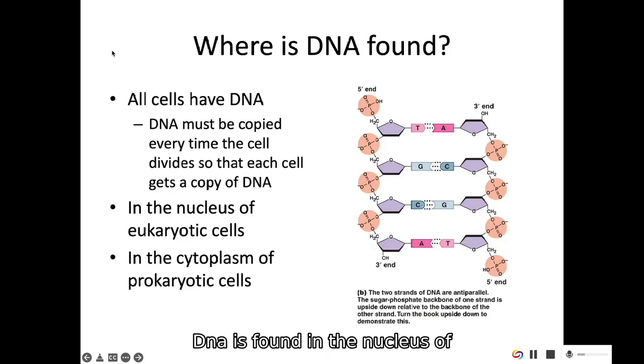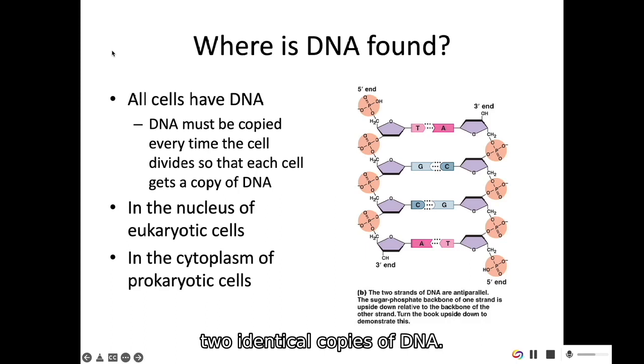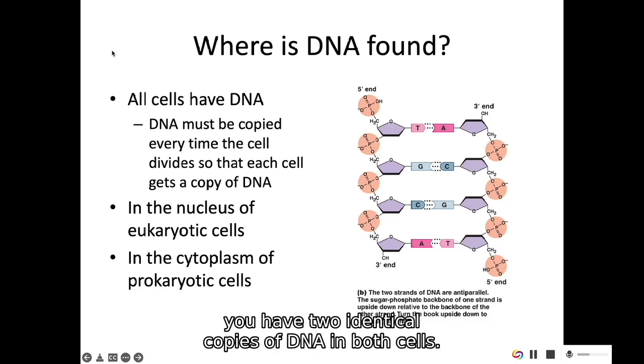DNA is found in the nucleus of eukaryotic cells and in the cytoplasm of prokaryotic cells. All cells have DNA, and so for a cell to divide, whether it is going through mitosis or meiosis or budding or binary fission, anytime a cell divides to make a new cell, it has to copy its DNA so that a copy of the DNA is in a new cell. So when the cell divides, it's going to copy its DNA and make two identical copies of DNA. If everything goes right, you'll have two identical copies of DNA in both cells.